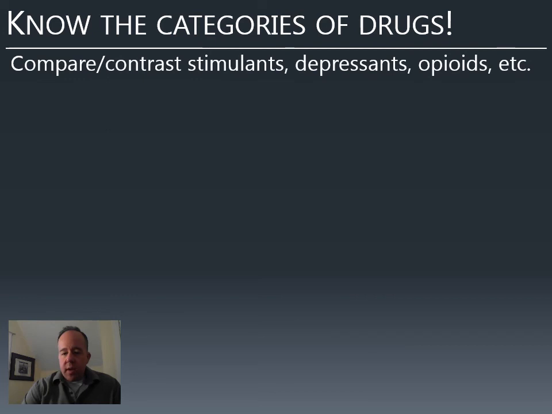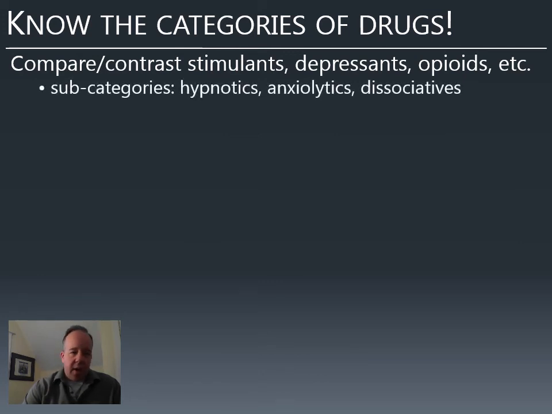So when it comes to the categories of drugs that we talked about, be able to compare and contrast them. What's the difference between a stimulant, a depressant, an opioid? And we had some subcategories for these. So we had the hypnotics, the anxiolytics, the dissociatives. So be able to name an example of each category, know what they are used for, what these labels mean.